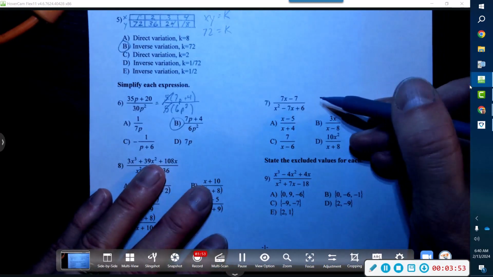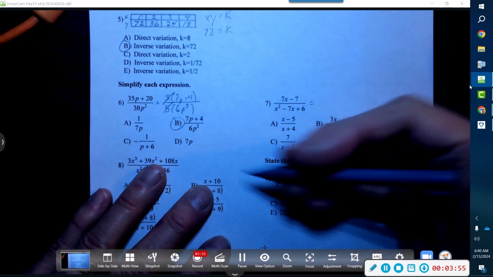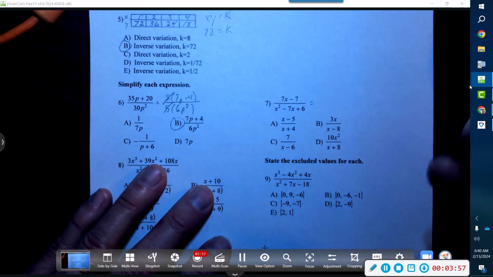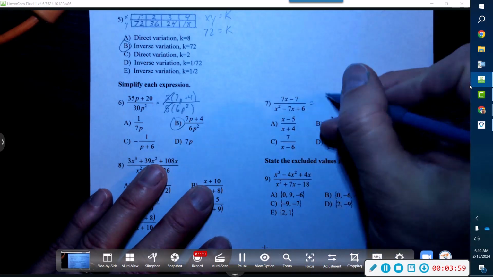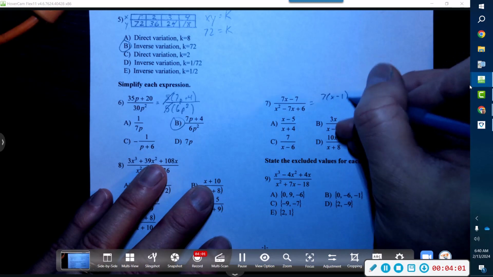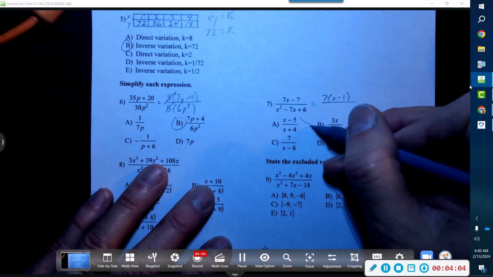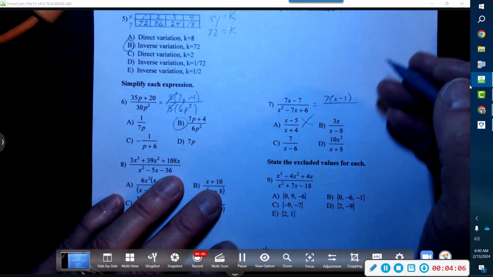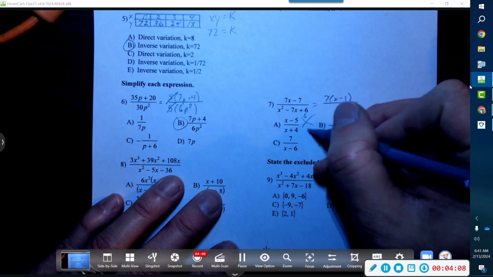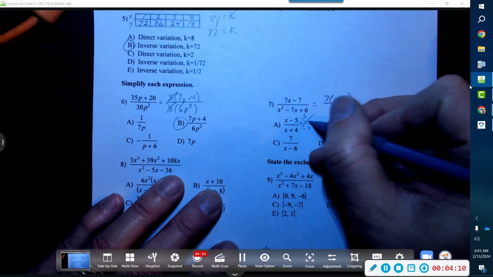Over here, factor. Just don't look at the whole thing as if you have to factor the whole thing. You have 2 separate things here, so you just want to take out what you can, use the x method all the time. Factors of 6 that add up to -7 is -6 and -1.